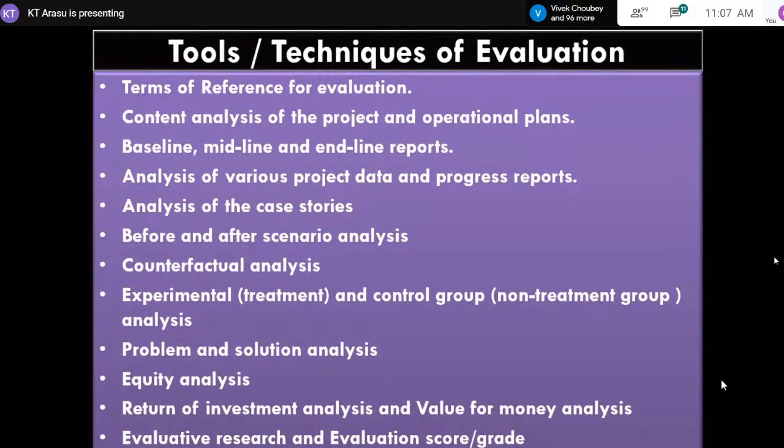Then counterfactual analysis. Counterfactual analysis is the opposite of it, without a project. Suppose in a migrant project, without the project, it is not the same. The bondage system is there, serfdom is there, contractors exploit them, employers exploit them, no government influence. But after the project is implemented, you find changes. Go back, that is a counterfactual analysis. Already I showed you experimental and control group analysis. It is very important, and professional agencies like MIS or academic institutions can do a lot in this.